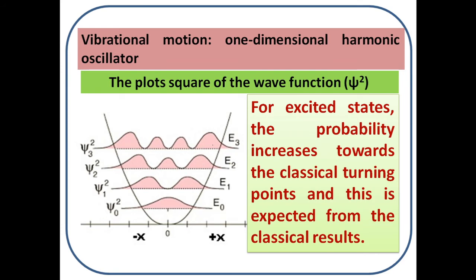That is, for excited states, the probability increases towards the classical turning points, and this is expected from the classical results. According to classical mechanics, the probability for an oscillating particle is at the extremes, while the quantum mechanical concept says that the probability is at the equilibrium central point.